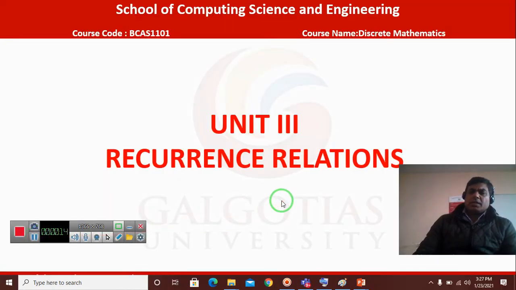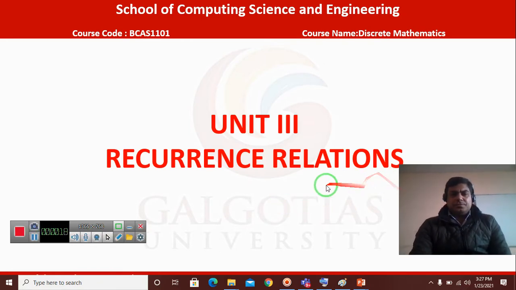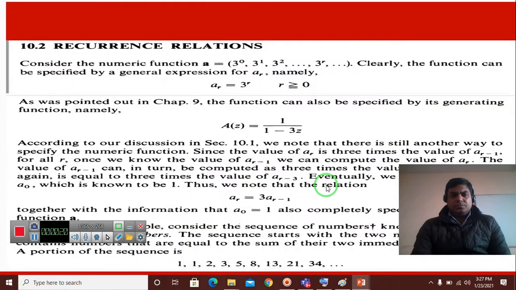This is the 6th lecture of unit 3, recurrence relation. Actually, we know that the recurrence relation can be generated from the numeric function. We have made 3-4 videos on the numeric function and generative function, so you have become familiar with the numeric function. So we can generate the recurrence relation also with the help of numeric functions.